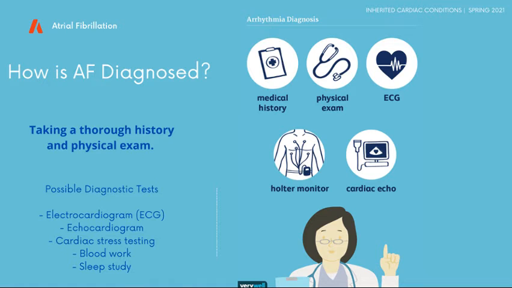One of the first diagnostic tests that a physician would use is the electrocardiogram, or as commonly known, the EKG. It's a test that examines the heart function by measuring the electrical activity of the heart. Other possible diagnostic tests include the echocardiogram, cardiac stress testing, blood work, and a sleep study, thus giving the physician reason to believe that atrial fibrillation is the diagnosis in a patient.